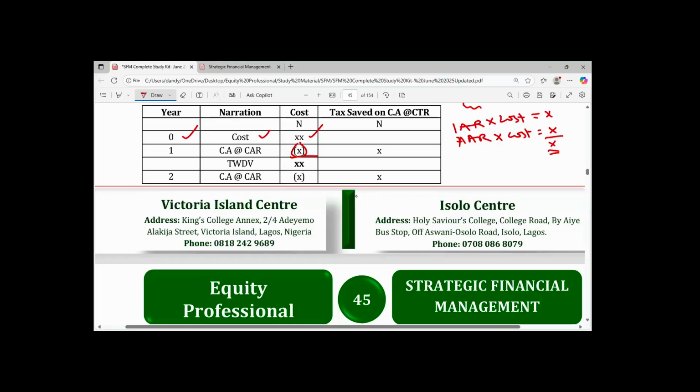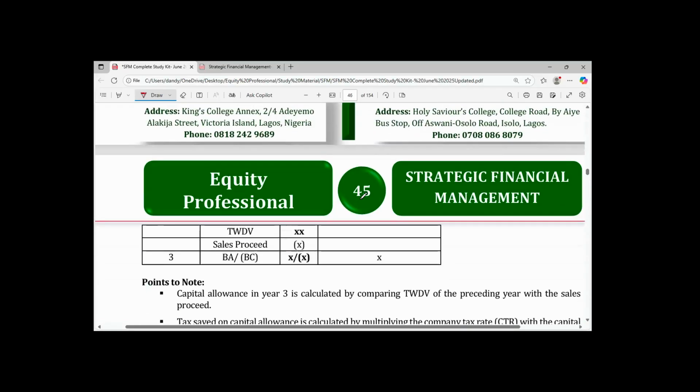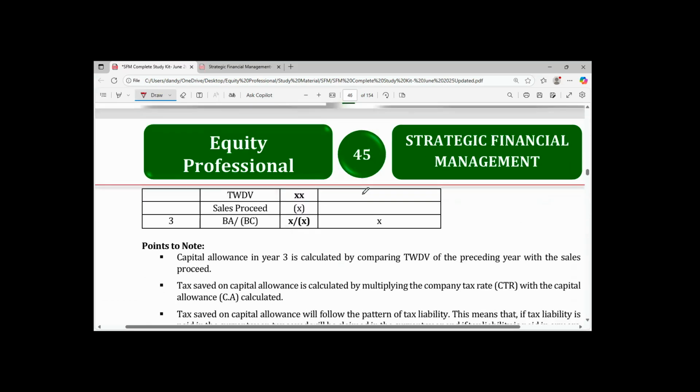Therefore, you then multiply the annual allowance rate on the tax written down value. Let's say the annual allowance rate is 10%. I will say 10% of whatever you have as your written down value. So you less, you move to the next one. That will give you the written down value for the third year.